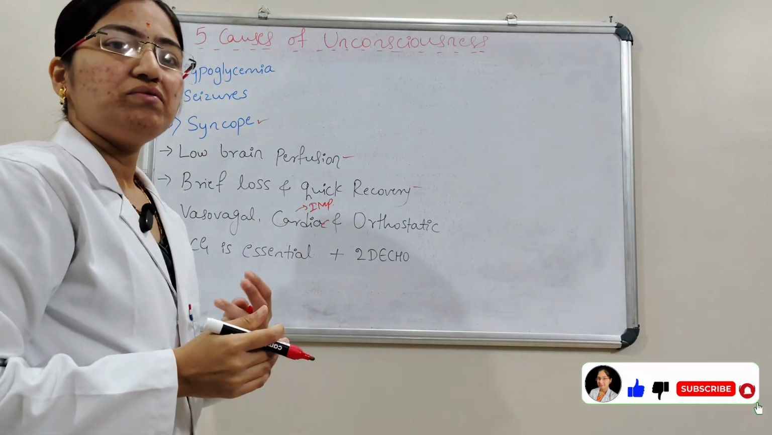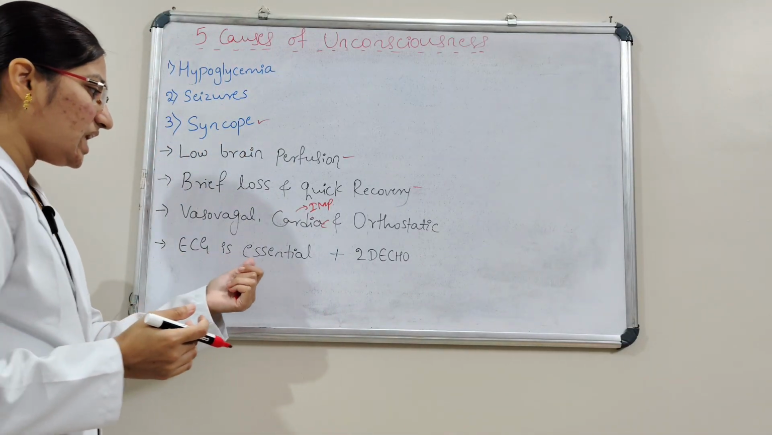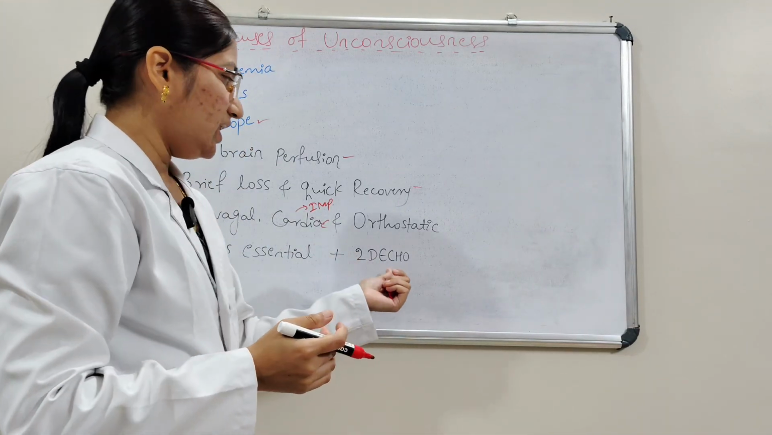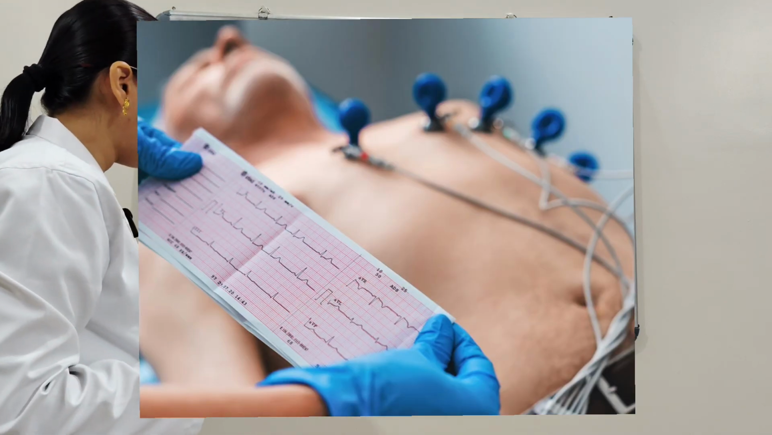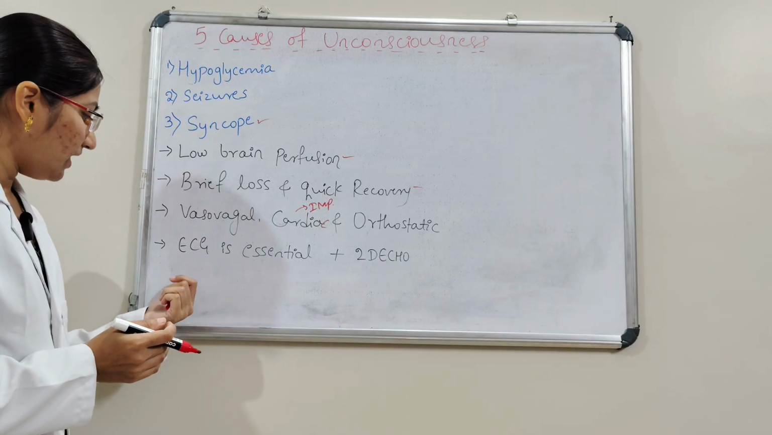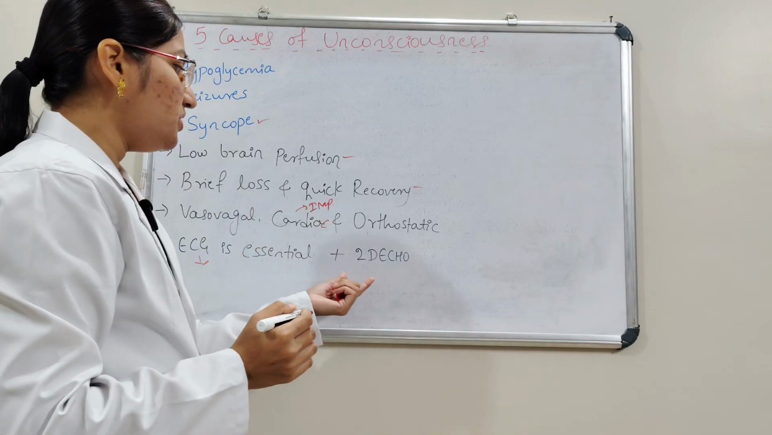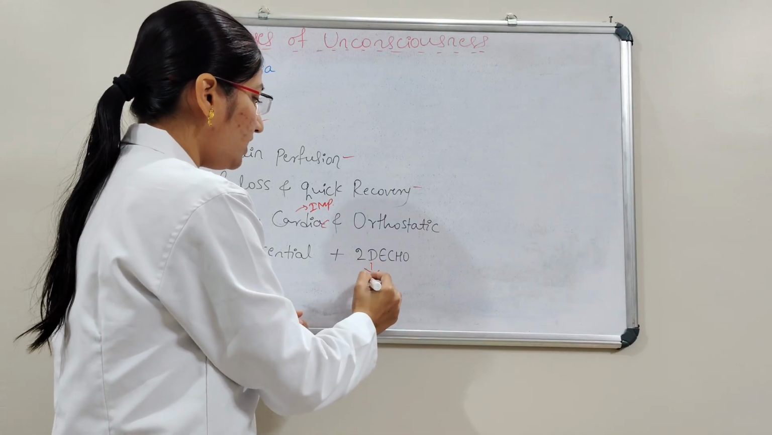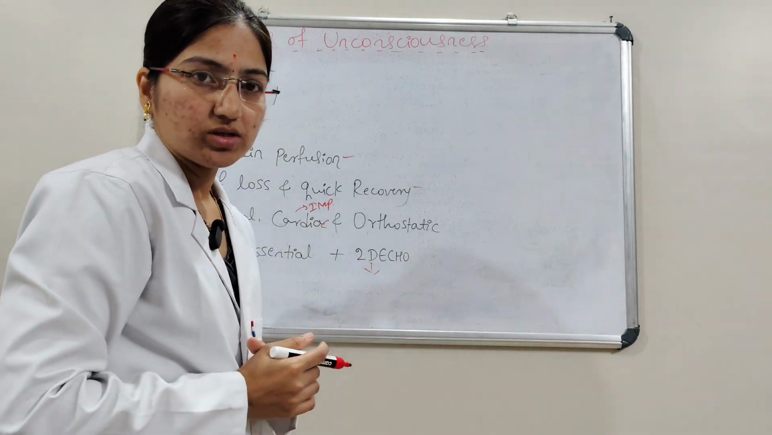And here two investigations can help you out. That is ECG is essential, plus 2D echo. Here ECG is essential for conditions called arrhythmia. And 2D echo is where you can find conditions like aortic stenosis.